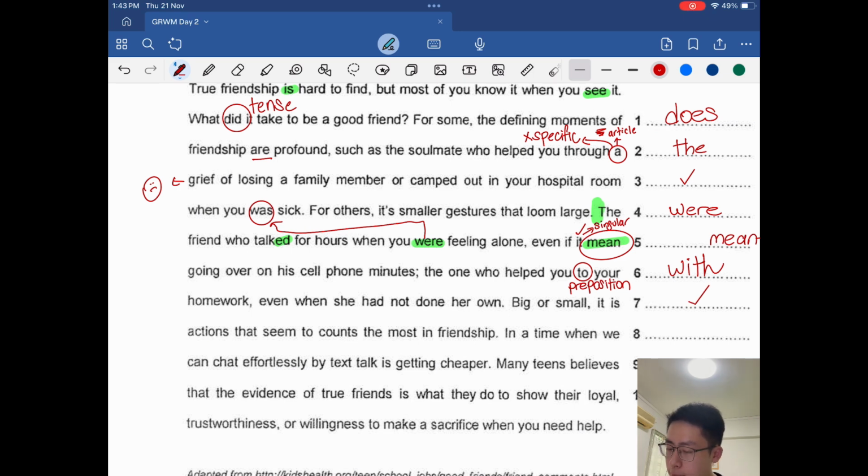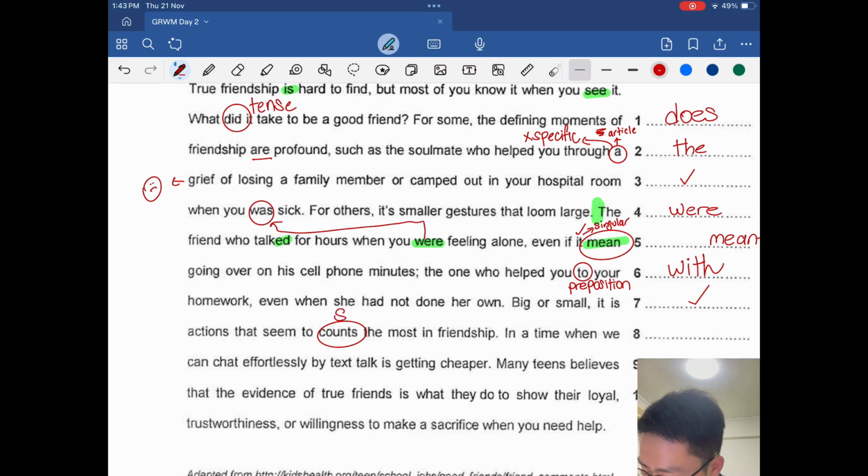Big or small, it is actions that seem to count the most in friendship. Okay, there's an error here, quite straightforward. Let me just circle it first. It's going to be this word here, counts. All right, it's actions. It is actions that seem to count the most in friendship.